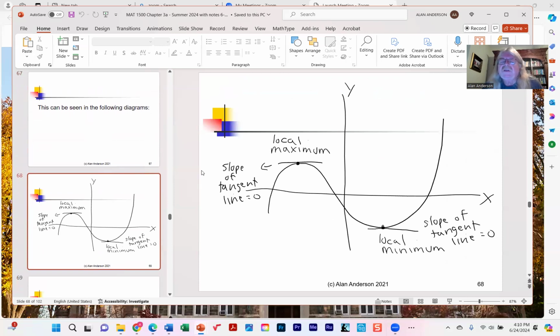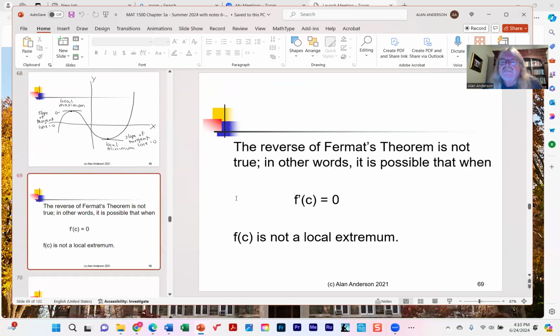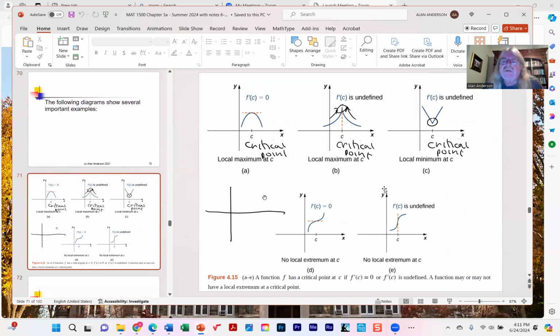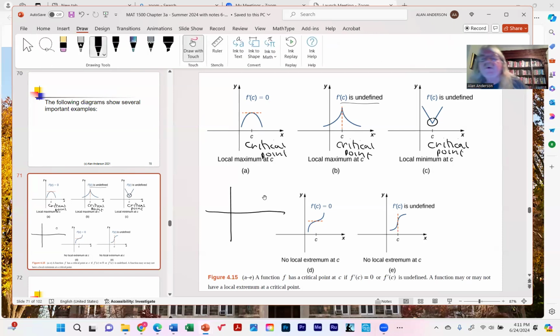All right, so here again, we have some examples of this. And then now here's some examples. Here's the pointy one. Let me get this out here so you can see it better. The first one in the upper left-hand corner is a critical point because you can see this is clearly a local maximum and the tangent line is horizontal. The derivative is 0, therefore. The second case, the pointy one, f prime of c is undefined.